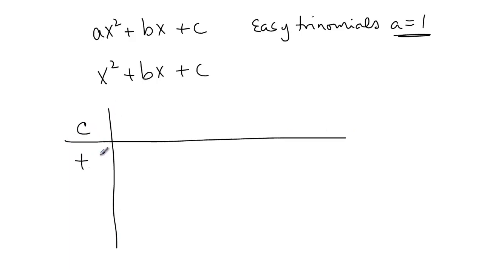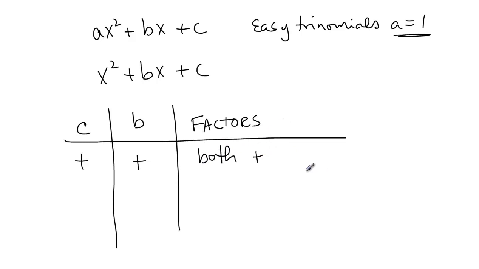If c is positive, the next thing you're going to do is look at b. If b is also positive, then the signs inside of your two factors will both be positive. If c is positive and b is negative, both of your factors will have minus signs.